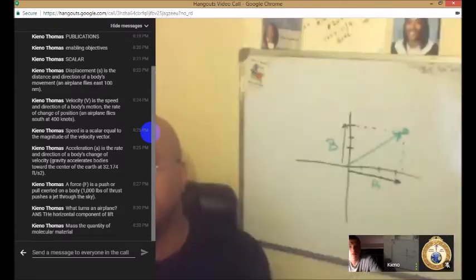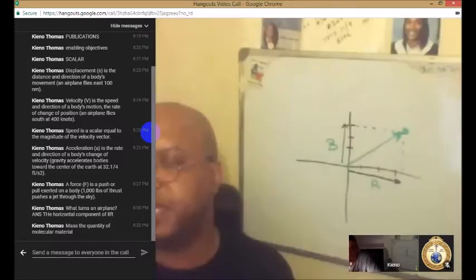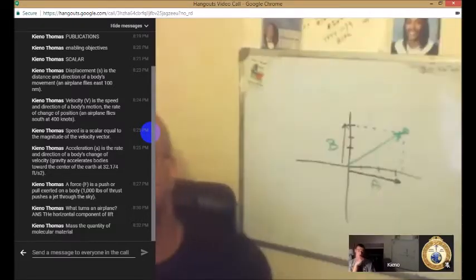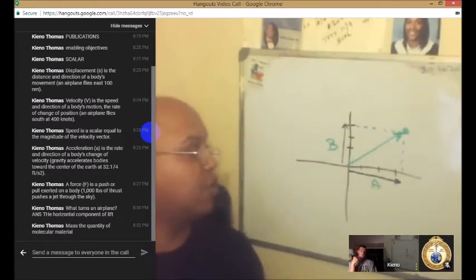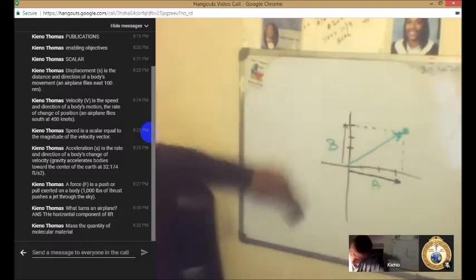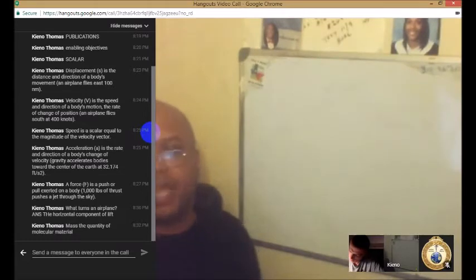Volume is the amount of space occupied by an object. And density is mass per unit volume. I'm going to give us some examples here. Density equals mass over volume. So that's a formula that we're going to have to keep in mind. Density equals mass over volume.